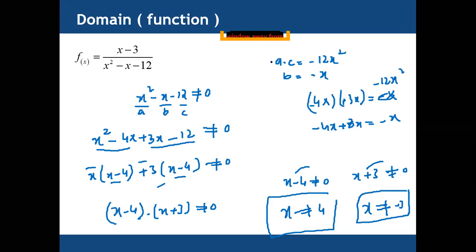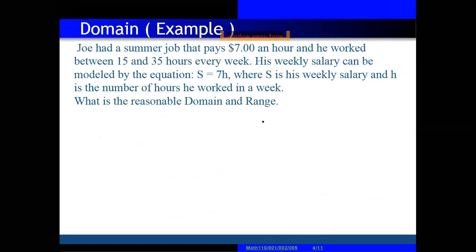What are the implications of finding domain? You can see here this question. Joey had a summer job that pays $7 an hour, and he worked between 15 and 35 hours every week. His weekly salary can be modeled by equation S is equal to 7H, where S is his weekly salary and H is the number of hours he worked in a week. What are the reasonable domain and range?